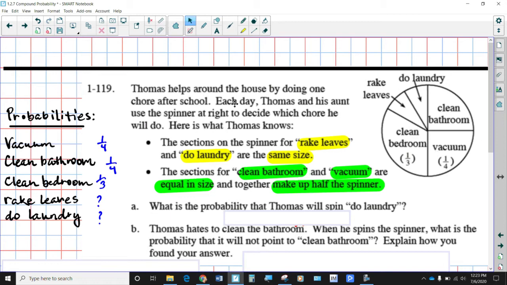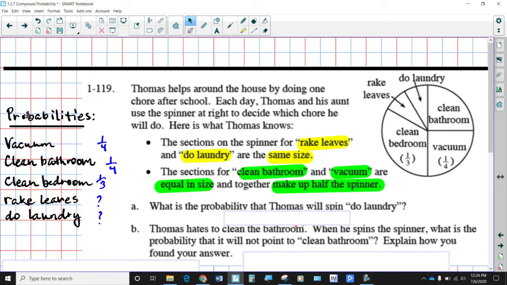Okay, so Thomas helps around the house by doing one chore after school. Each day, Thomas and his aunt use the spinner at the right to decide which chore he will do. Here's what Thomas knows. The sections of the spinner for rake leaves, this one right here, and do laundry are the same size. Okay, so that's important. Those are equal to each other. Also, the section for clean bathroom, this section here, and vacuum, this section here, are equal in size, and they make up half the spinner.